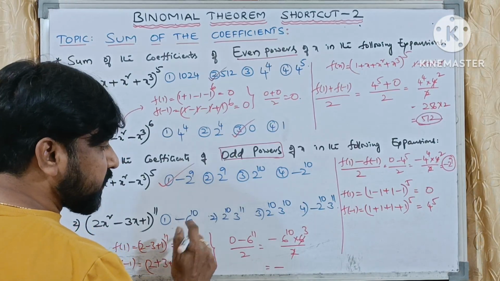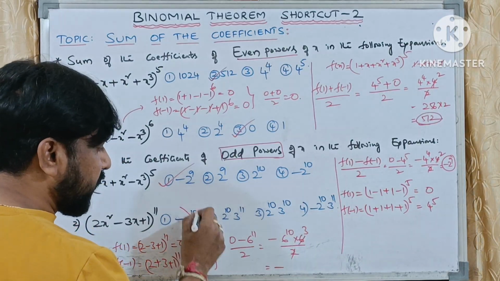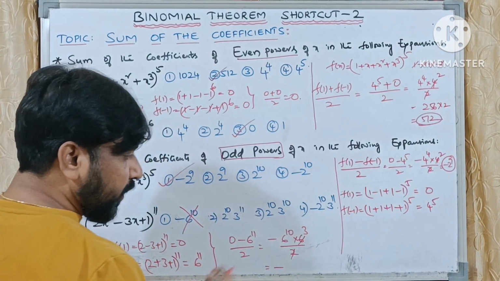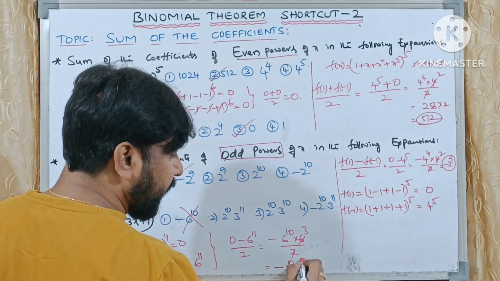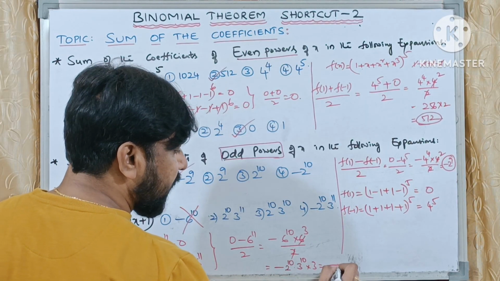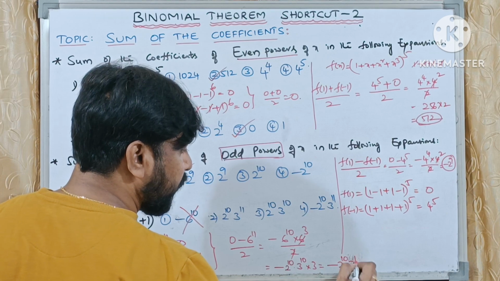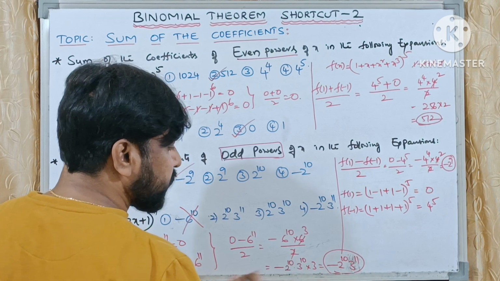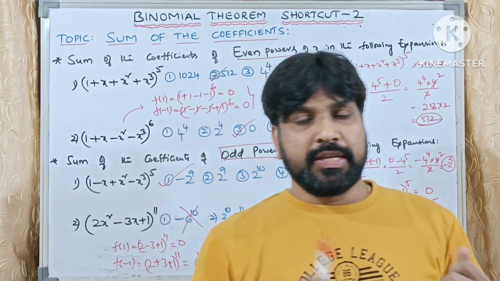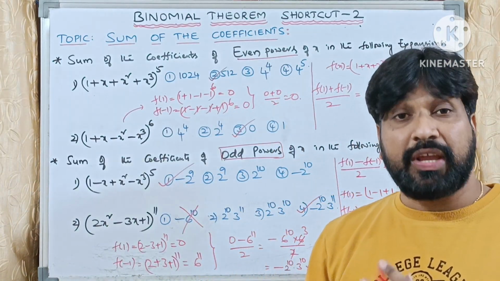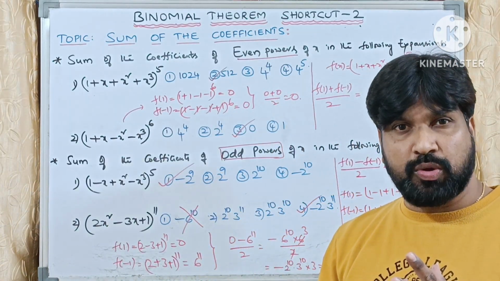So minus 6 power 10 is given, which is clearly the wrong answer. An extra 3 is there, and the remaining is all converted into 2 into 3 format. This can be written as 2 power 10 into 3 power 10 into 3. This can be written as minus 2 power 10 into 3 to the power of 11. Which option is correct, friends? Option 4 is the correct answer. This is the logic for the sum of the coefficients of even powers and odd powers.